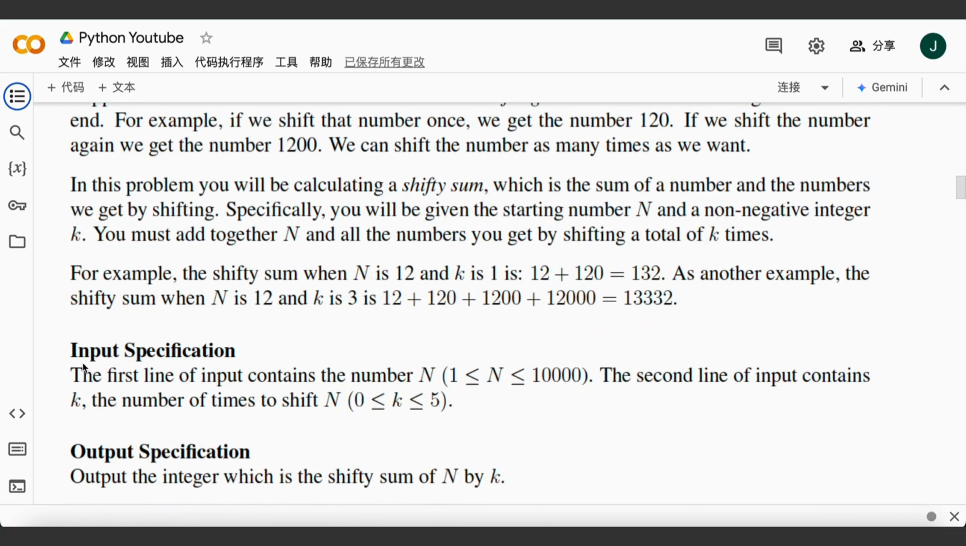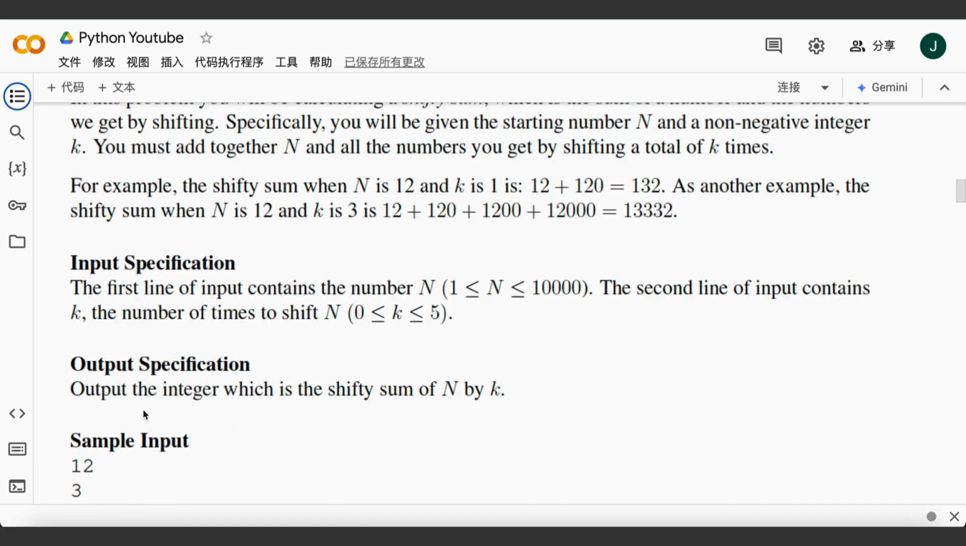Input specifications: the first line input is the number n. n has some limitations. It must be greater than or equal to 1 and less than or equal to 10,000. The second line input contains k, the number of times to shift n, right? So k must be between 0 and 5, okay? The output specification is an integer, which is the shifty sum of n by k.